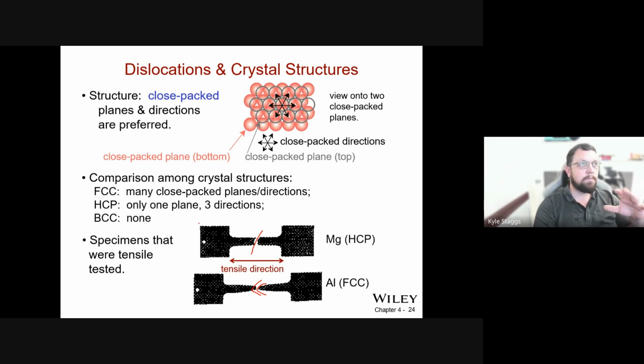When you go to work on a material like this, when you go to do something with it, what does that look like? So the close packed planes and directions, for something like HCP, for instance, is going to behave differently. There's one plane, there's three different directions. The FCC, there's many planes and many directions for close packing.